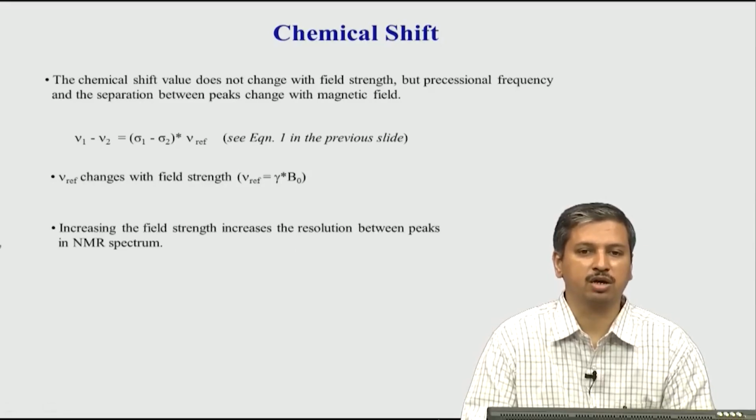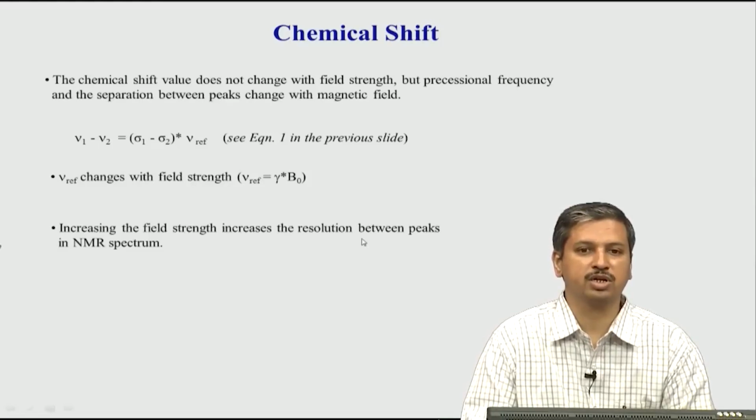So, if a peak is separated by 100 hertz on a 300 megahertz machine, and I go to a 600 megahertz machine, the peaks will be separated by 200 hertz, double. That doubling of the separation basically says that the peaks are well resolved from each other, and that the resolution of the spectrum has increased.